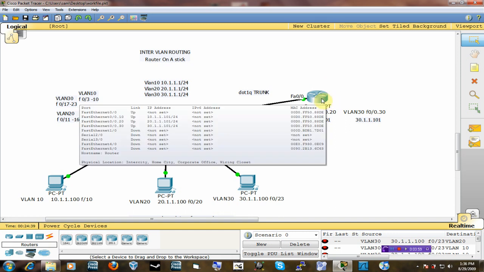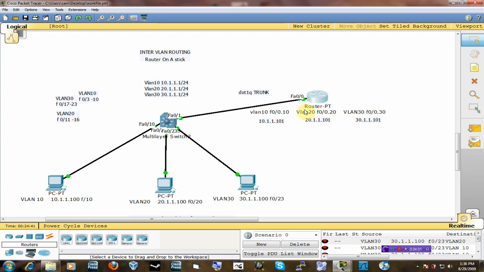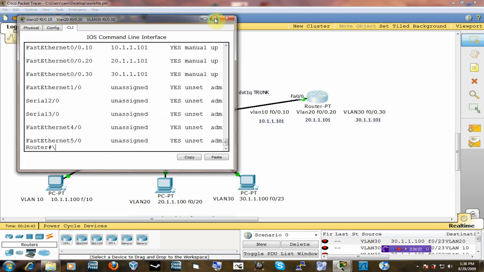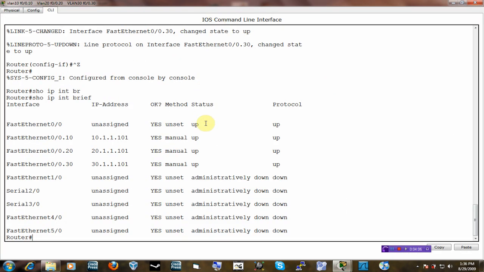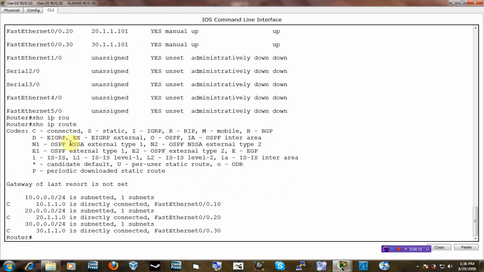So let's go in and see show ip route, and then you can understand what I'm talking about. So show ip route on the router, and the router knows routes to the 10 network, which is on VLAN 10. The router also knows routes to the 20 network, which is on VLAN 20, and the router also knows of VLAN 30, which is on the 30 subnet.